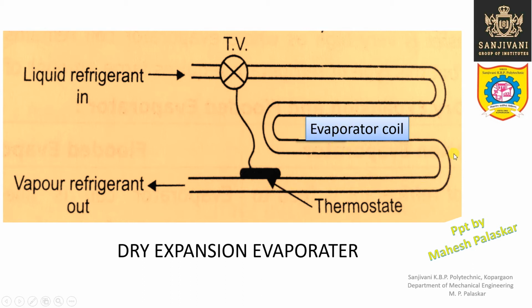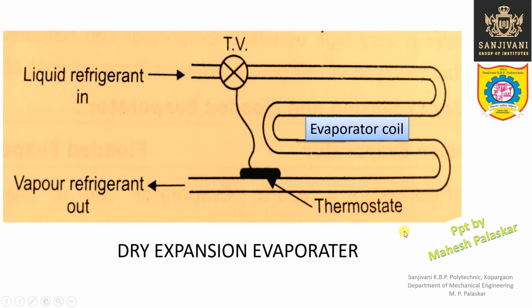That means if the load is decreased, then the temperature here will be decreased, and feedback will be given to the thermostatic expansion valve, and due to that, the flow rate of the refrigerant will be reduced, right? And that is what is required to be done. So that is the working of the dry expansion evaporator.